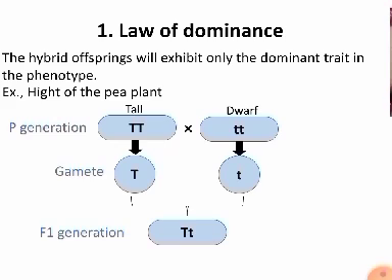Here capital T is the allele for tallness and small t for dwarfness. Capital T is a dominant allele, so it can express itself and suppress small t. So the plant will be heterozygous tall. This is the law of dominance.